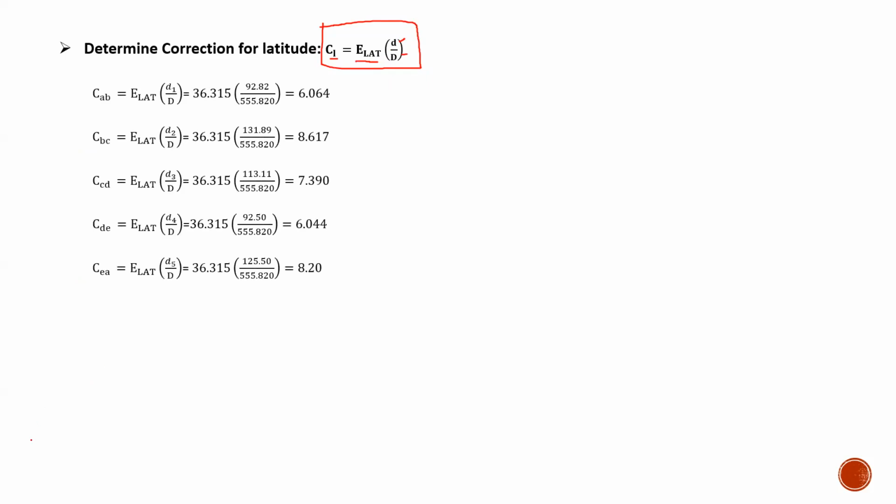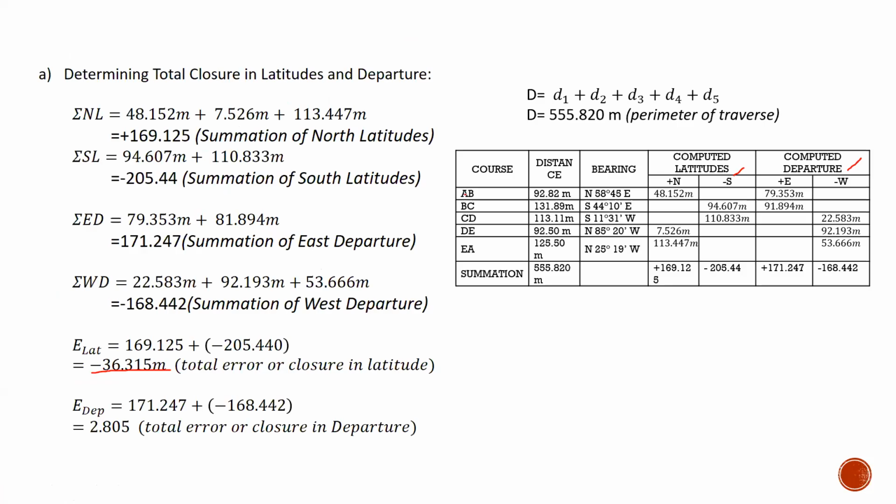Okay, we have here, di ba ito, itong D all over, wait lang, mali. Di ba, as you can see here, yung E-latitude natin is just the same for all courses. Okay? It is just the same. Hindi nagbabago yung error latitude natin. So, ang magbabago lang dito is eto, 92.82 yung small d natin. Okay? So, CAB, ibig sabihin, eto yung i-correct natin sa course AB. Ito yung i-apply natin sa course AB.